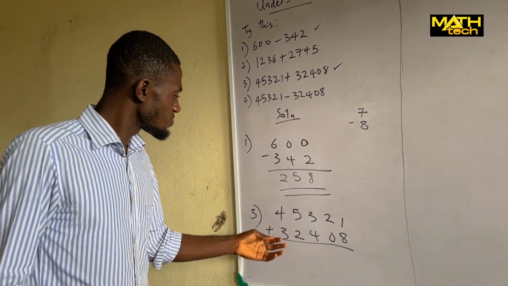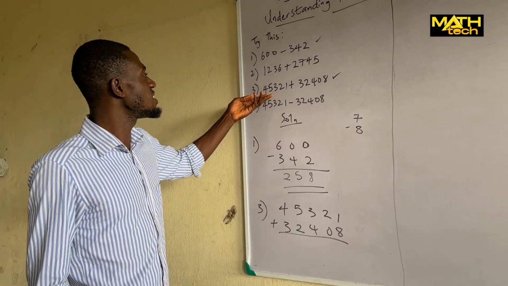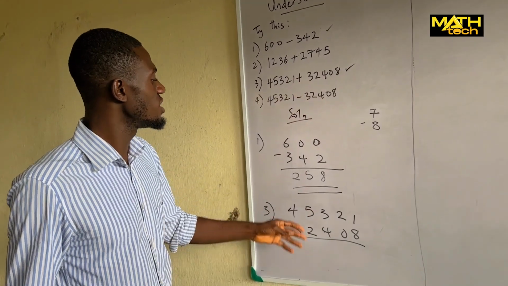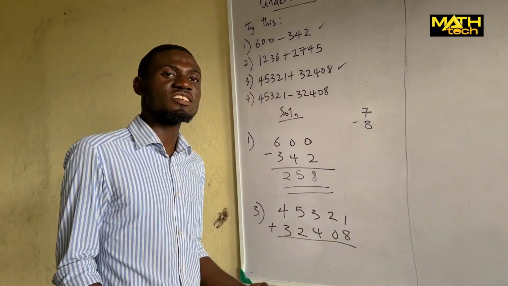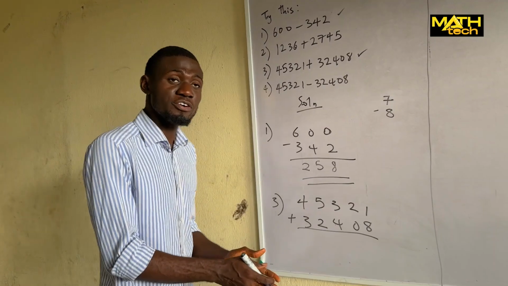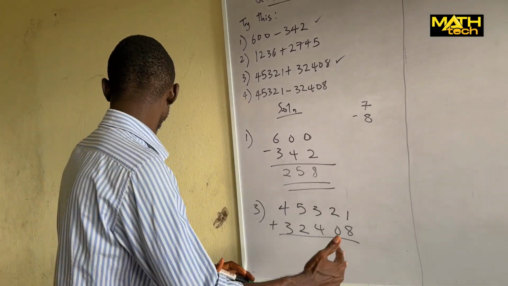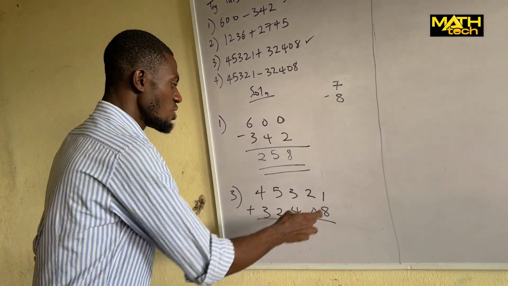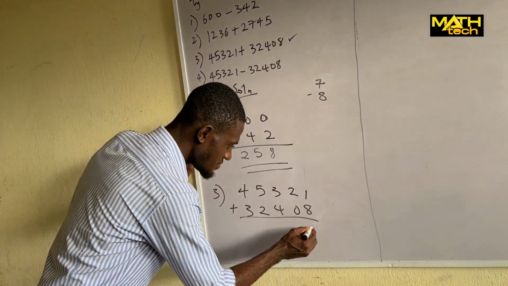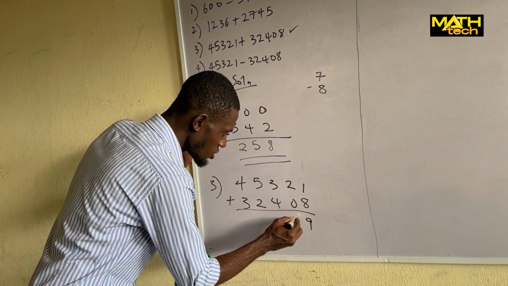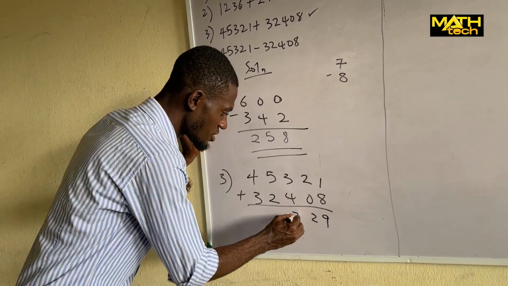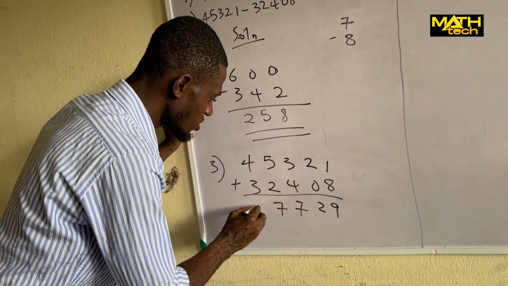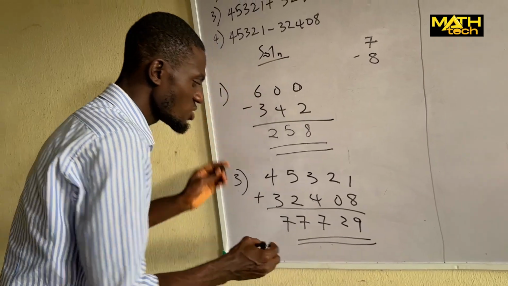So for the number 3, this value here is under 10,000 because you're having 45,321 plus 32,408. We still go with our normal rule when we place value, calculating from the right down to the left. So let's go with this. 1 plus 8 gives us what? 9. 2 plus 0 gives us 2. 3 plus 4 gives us 7. 5 plus 2 gives us 7. And 4 plus 3 gives us 7. So this is it. Simple.